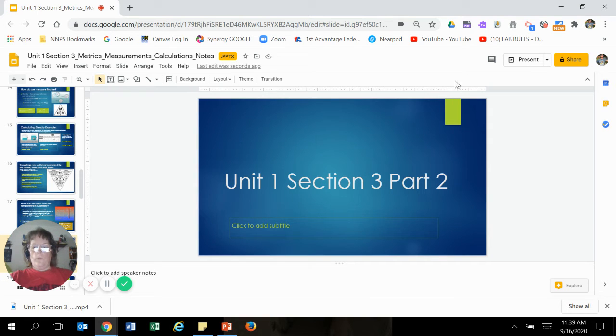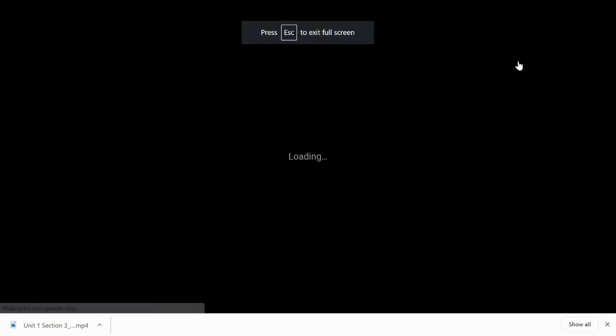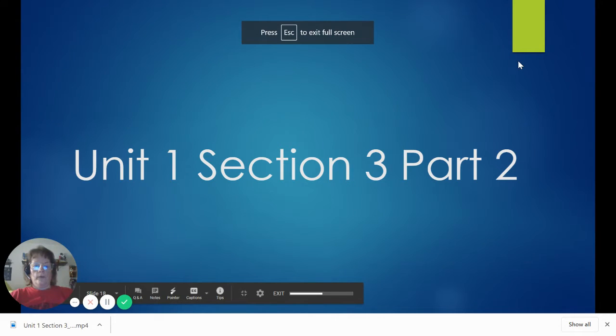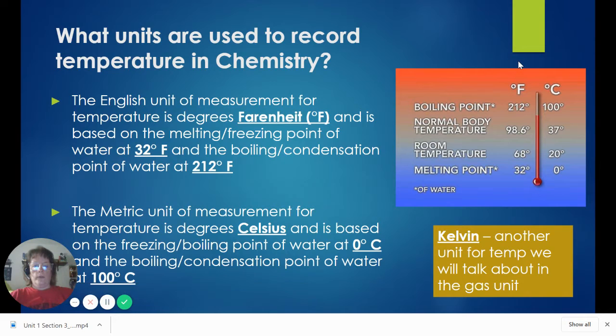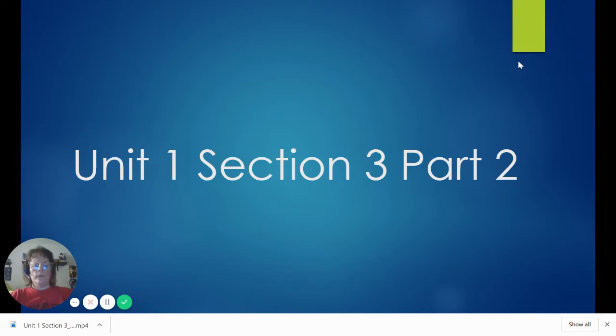Okay, so in my last video, which was Unit 1, Section 3, Part 1, I thought I was going to be able to get through it. This is where we stopped. We were talking about chemistry, temperatures in chemistry, using Celsius and later on Kelvin, but it was just such a long set of notes, I wanted to split it. So this is where we're starting.